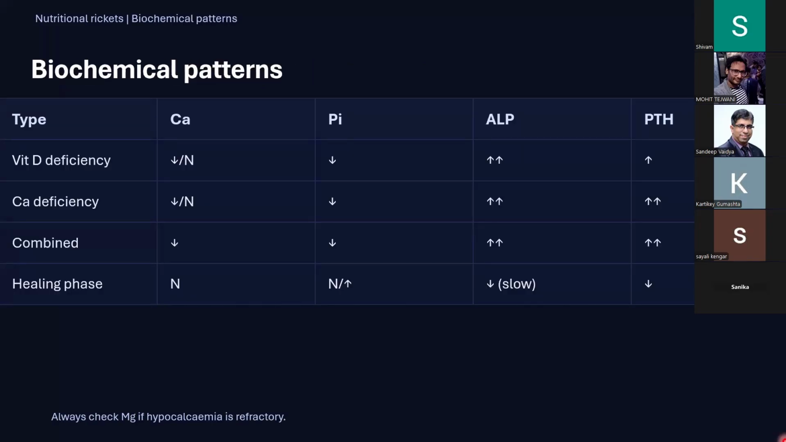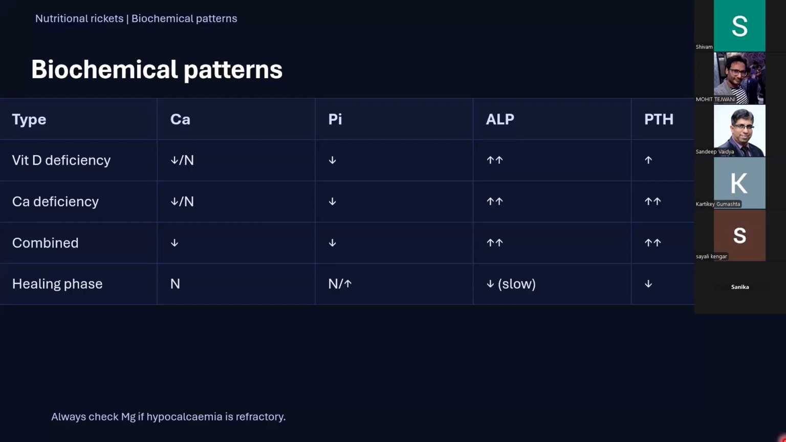So this is the typical biochemical pattern that we see. In vitamin D deficiency, there is definitely low calcium, low phosphate. There is increased alkaline phosphatase in all active rickets. And if there is hypocalcemia, you can be sure that hyper PTH is going to be there. In cases of calcium deficiency rickets, again, hyper PTH is going to be there, and due to that, it will cause hypophosphatemia, and along with that, alkaline phosphatase is going to be raised.